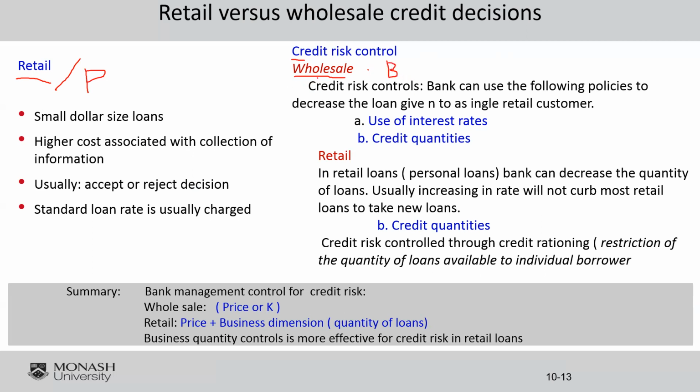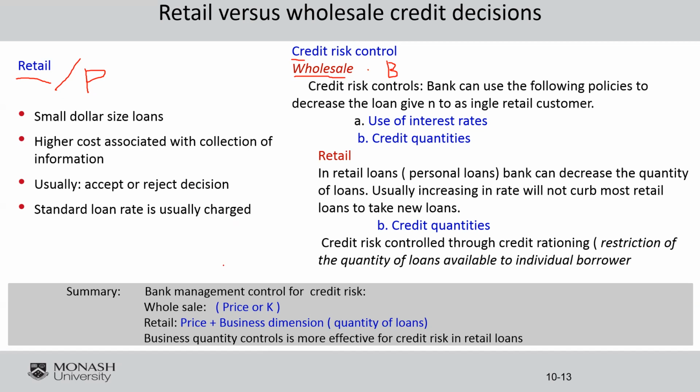So business loans and personal loans: we call the business loans wholesale, and we call retail small loans. So they are small dollar value, with higher costs associated with collecting information about individuals. Our decision is usually an accept or reject decision, and the standard loan rate is usually charged. So we have standard loans for car loans, housing loans, and credit card loans. They don't differentiate between individuals, but in businesses, we do this differentiation.